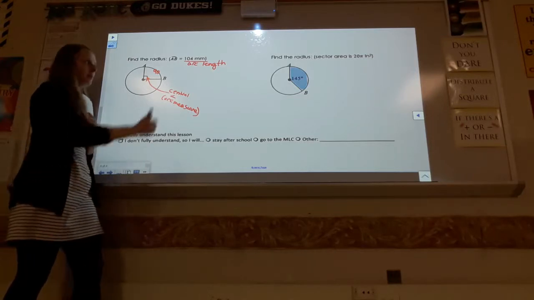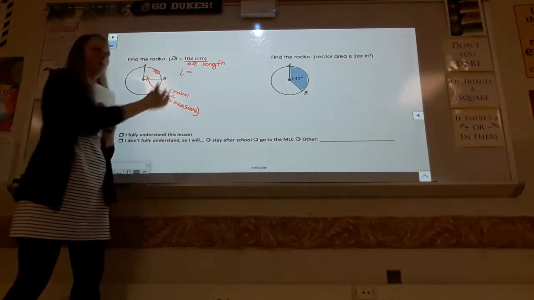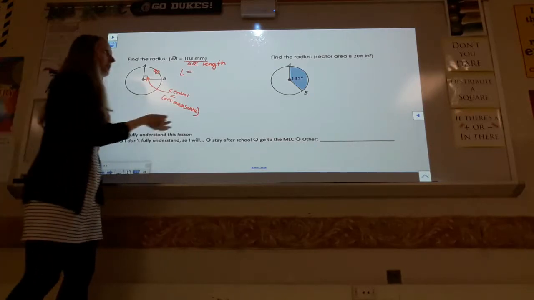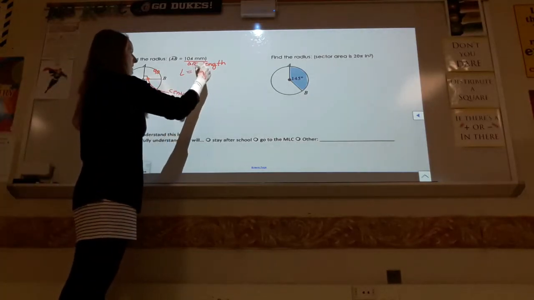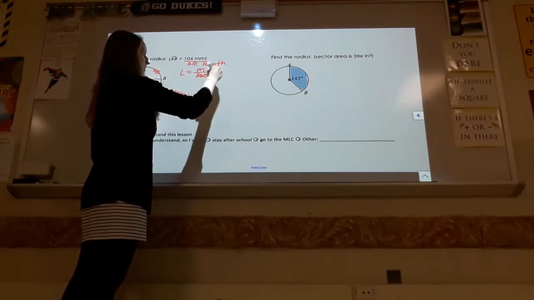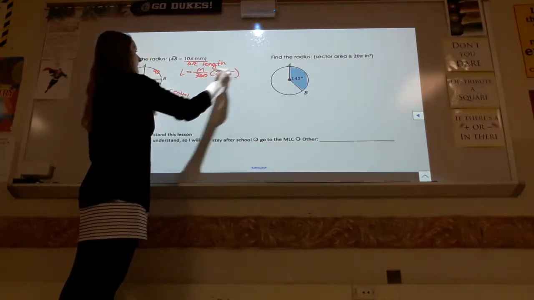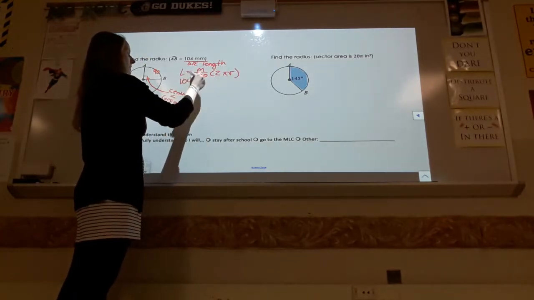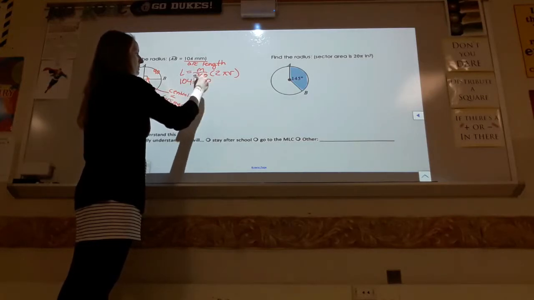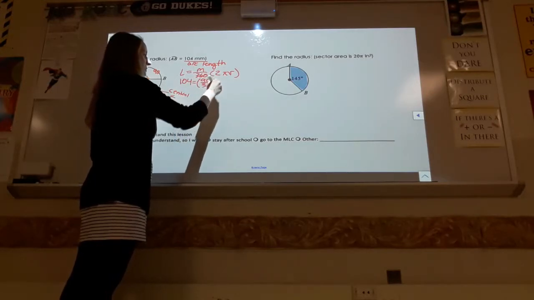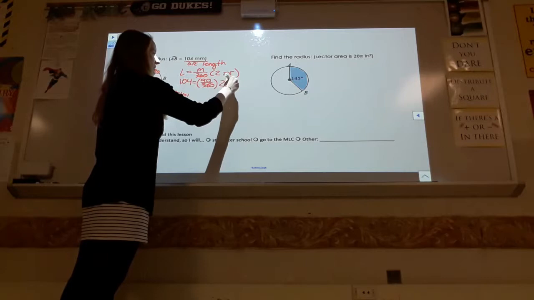The arc length one. Again, you only have two options. It's either the sector area or the arc length. So they gave you the arc length, so you're going to use that formula. 2 pi r. They gave you the length was 104. I know the arc measure is 90. What I don't know is the radius.